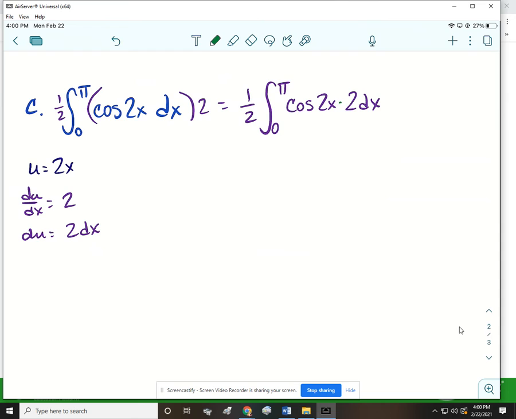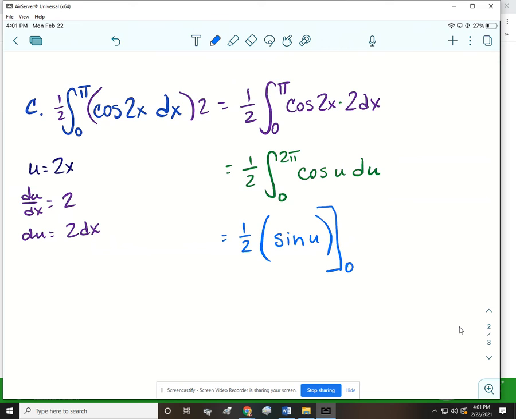All right, then I'm ready to change over to u. So I'm going to put 0 in. 2 times 0 is obviously 0. Put pi in. 2 times pi is 2 pi. And then it's going to be cosine of u du. Okay. That 1/2 is going to get multiplied by the antiderivative of cosine of u du, which is going to be sine of u.